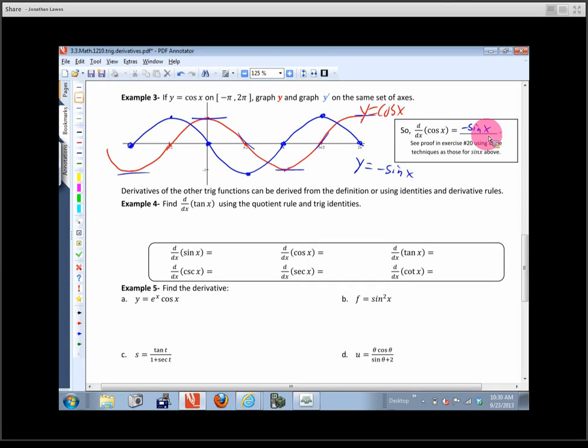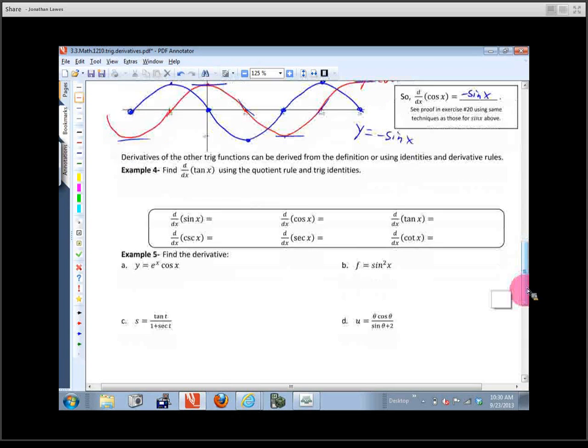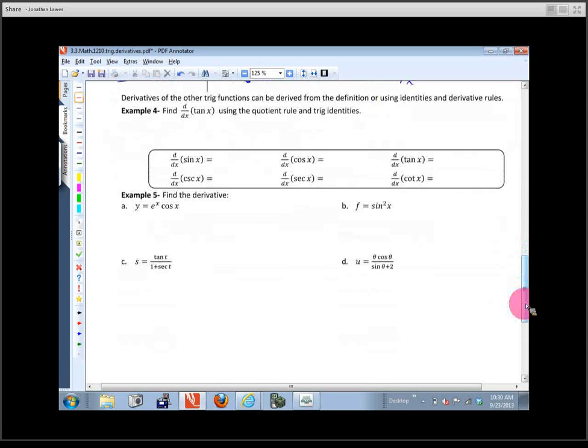And there's a proof. I think they actually have you do that as an exercise on number 20, but it's done in a similar fashion, okay? I'm not going to go through a proof for that one. The graphic evidence hopefully is enough to convince you. I am going to go through a proof for the derivative of tangent, though, okay? And the hint here is find the derivative of tangent using the quotient rule and trig identities.